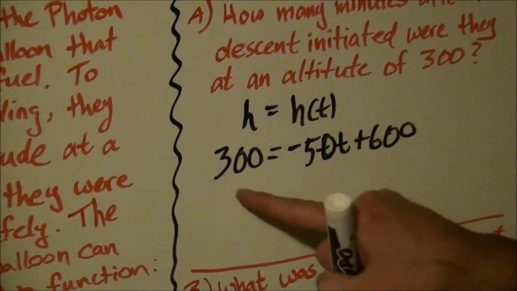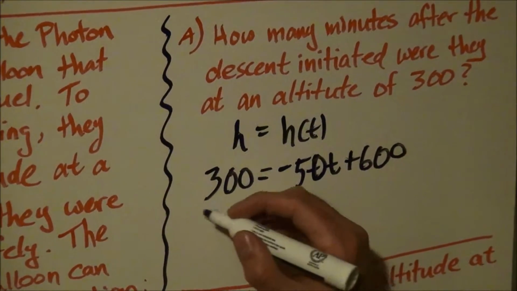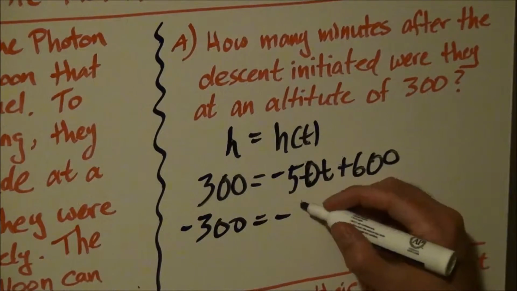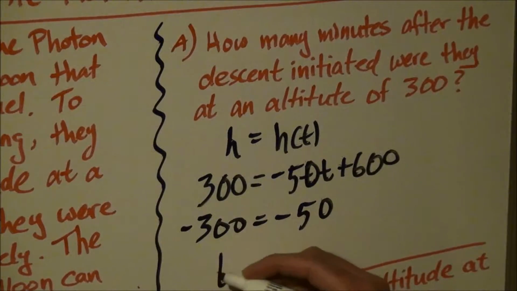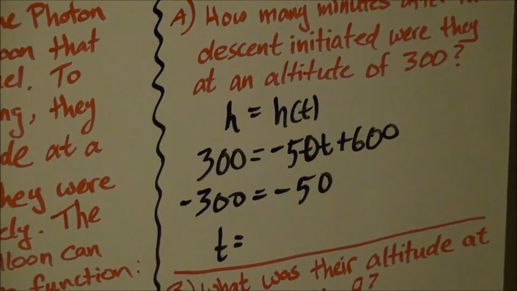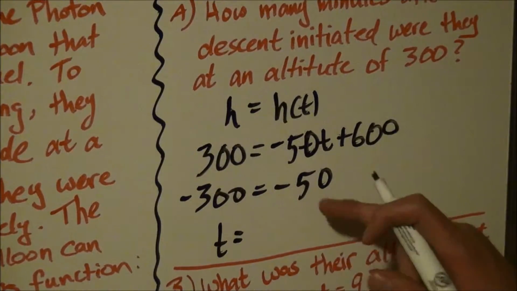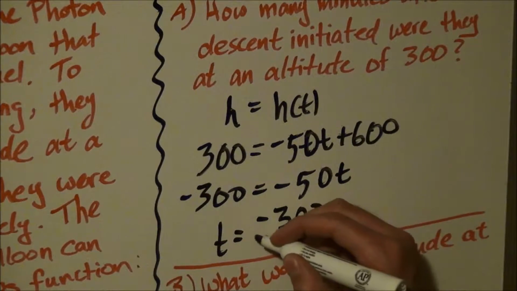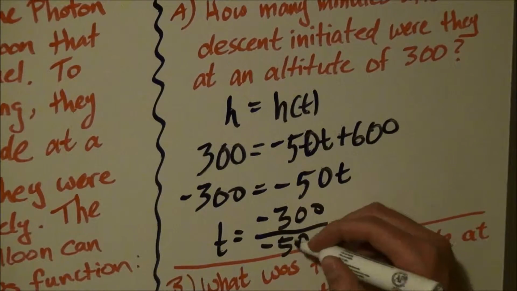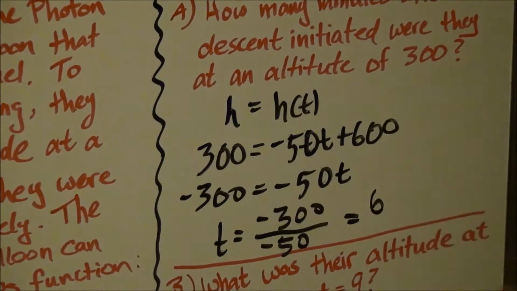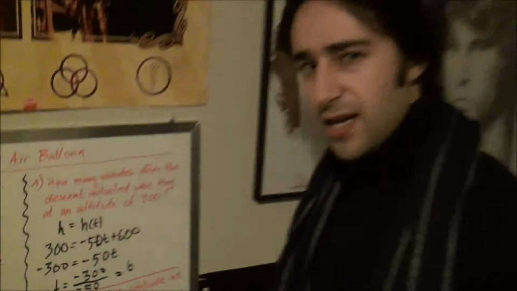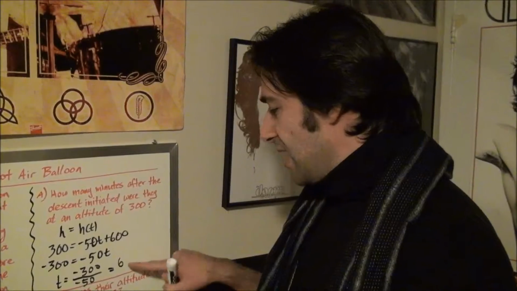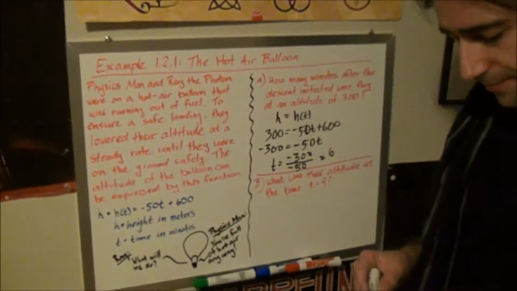So, if I take 600 to both sides, I have minus 300 on the left-hand side, and still minus 50t here. But then t, this implies, will be equal to negative 300 divided by negative 50, which is going to equal 6 if you use your calculator correctly. Therefore, the hot air balloon was at an altitude of 300 meters 6 minutes after the descent began.